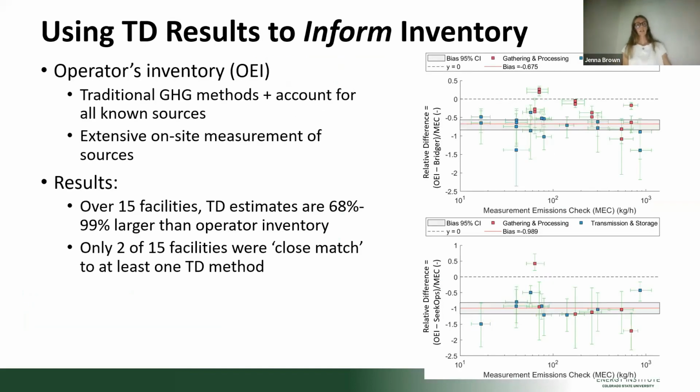So next we looked at comparing the top-down estimates to the OEI. So on the top we have the difference between the OEI and Bridger, again normalized by the MEC, and on the bottom the difference between the OEI and CCOPS. So over the 15 facilities, the top-down estimates are anywhere from 68 to 99% larger than the operator inventory. And only at 2 of the 15 facilities was there a close match for one of the top-down methods.